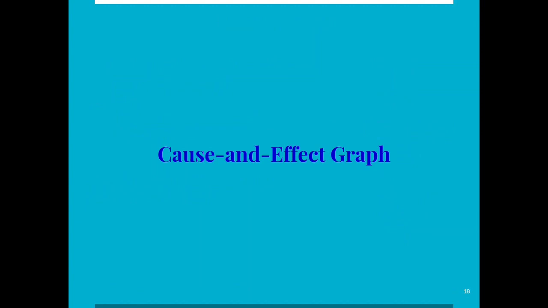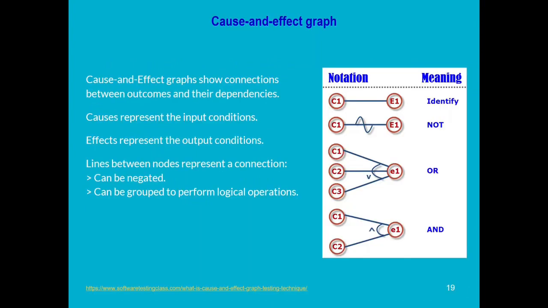The cause and effect graph. The cause and effect graph shows connections between outcomes and their dependencies. Causes represent the input conditions and effects represent the output conditions. Lines between the nodes represent a connection. These connections can be negated, and they can be grouped to perform logical operators, as shown in the figure on the right.